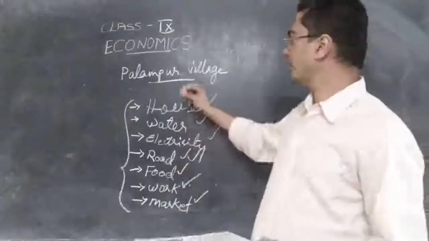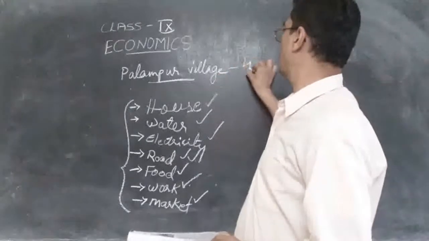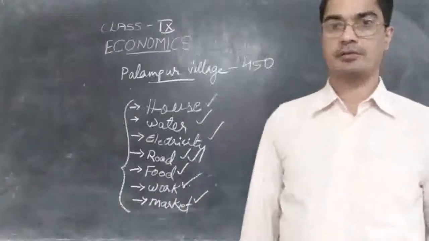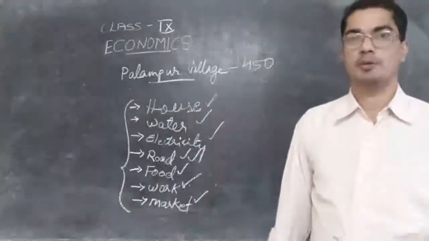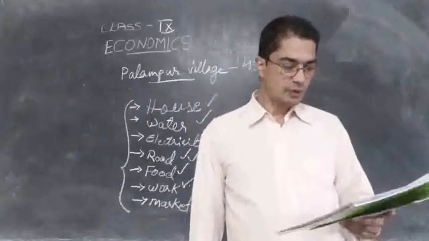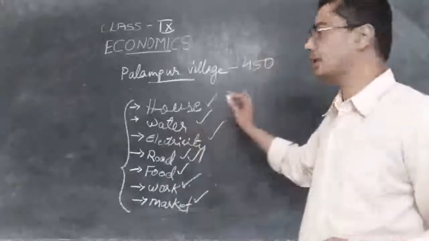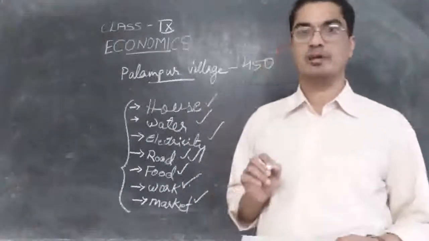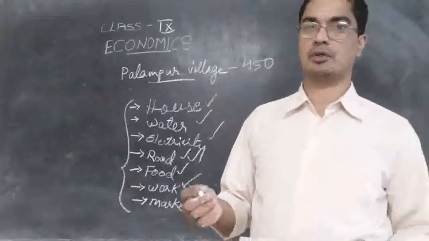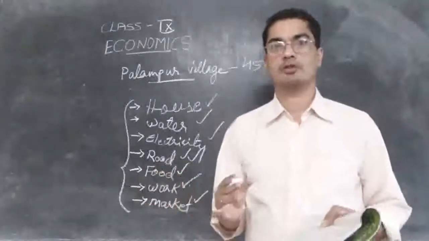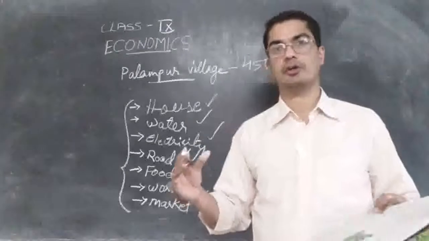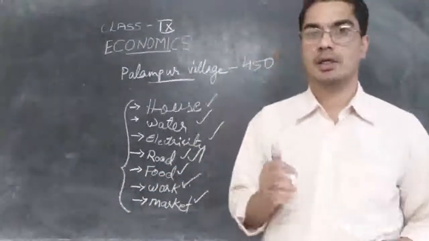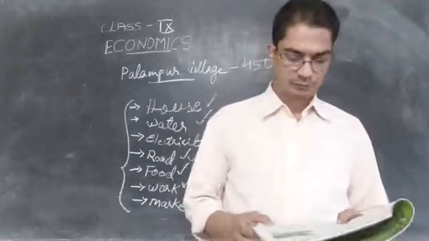So in this village there are around 450 families. 450 families. So it is somewhat a big village. And the people living in that village belong to different castes. They belong to different tribes and so on. So they all do not belong to the same group. They belong to different castes, different tribes, but they are living together as one village.